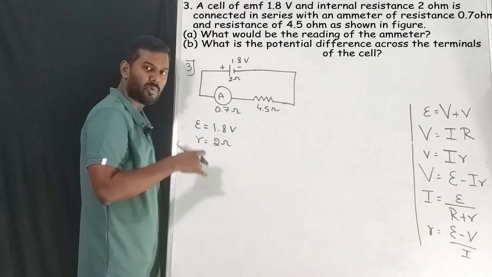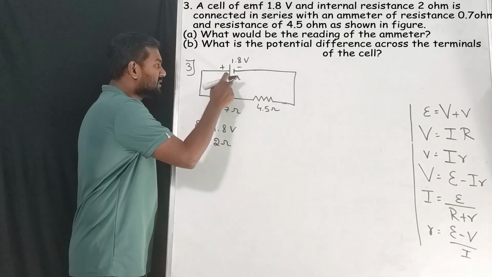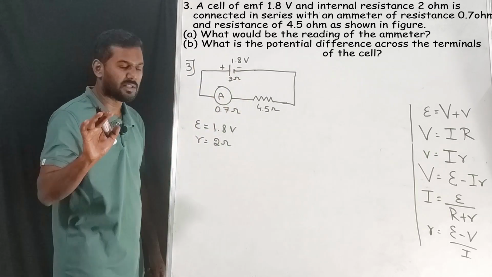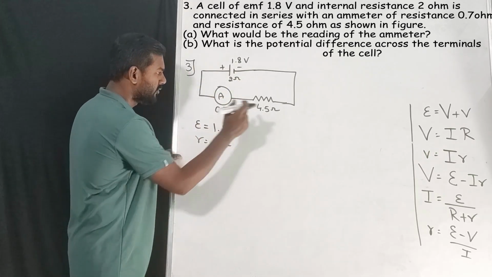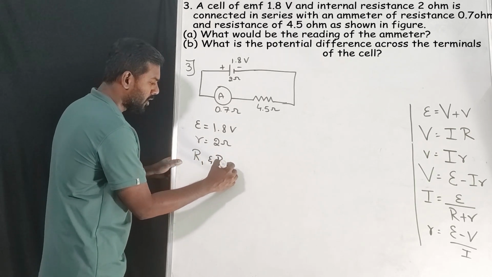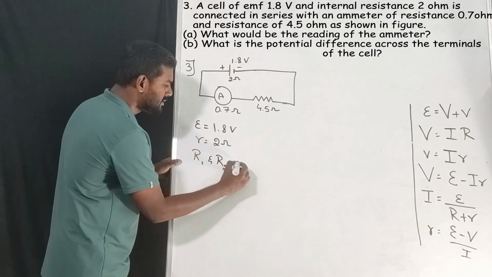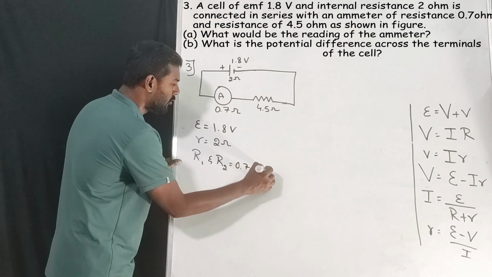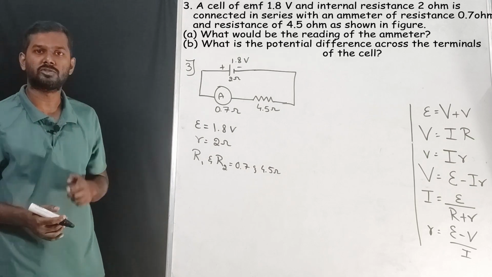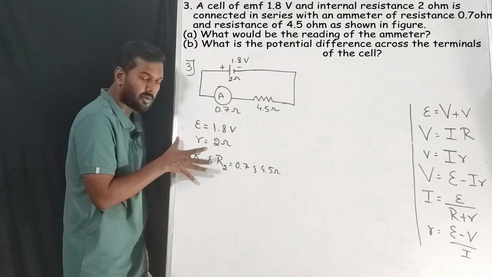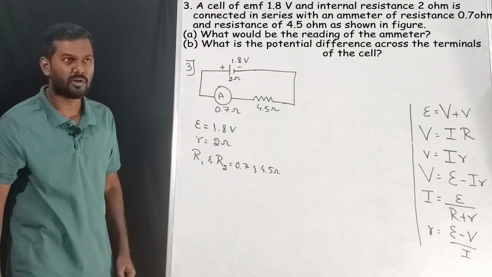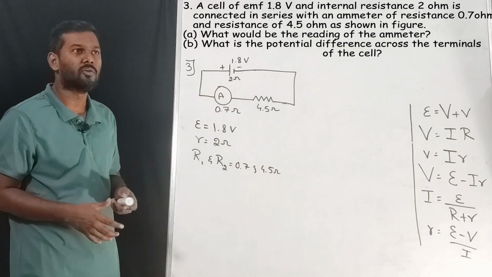These two we will assume as external resistance only. This is the internal resistance. Internal resistance is nothing but the battery resistance. That's it. Next, these two we will assume as R1 and R2, so that will be 0.7 and 4.5 ohms. Once we get the data, we'll see the question. Listen, this is important: how to fetch the data from the given figure. Okay, we have done that.